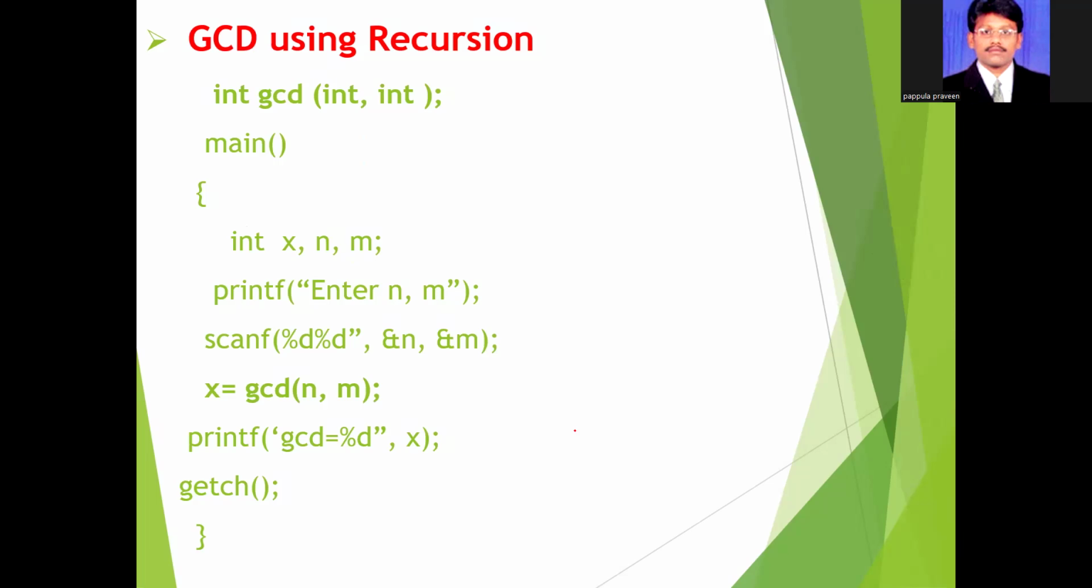GCD of two numbers. We find the greatest common divisor of two numbers. Now the numbers are n and m. We have entered two numbers, one called n and one called m. So we send these n and m values from the calling function to the called function. Observe here. Suppose I enter n value and m value as 10 and 20. Now GCD of 10 comma 20, from the calling function to the called function.